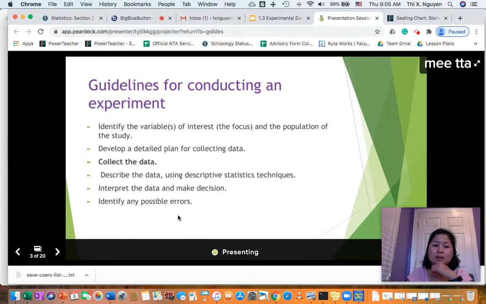And then we identify possible errors. In this case, you don't really have to identify a lot of error. But that's when we test people, when we do surveys and responses. So these are the steps. The same thing applies if you do a science fair, right? These are the things we do.